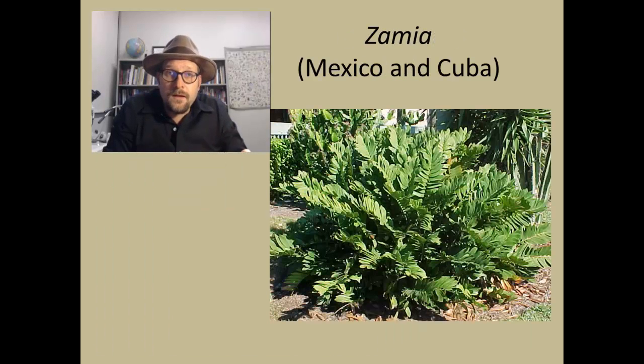Next we have Zamia from Mexico and Cuba, but also ranging all the way down into South America. Now this plant's a little unusual. It's got these really interesting broad leaves arranged in an alternating pattern on the stems. There is over 70 species of Zamia, and they're commonly grown in gardens in warm tropical climates. Now the genus is diverse, and actually there's one species of Zamia that is specialized as an epiphyte. That means that it grows on other plants.